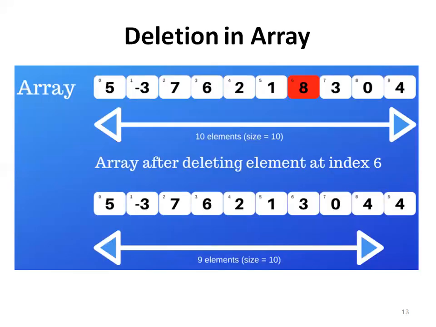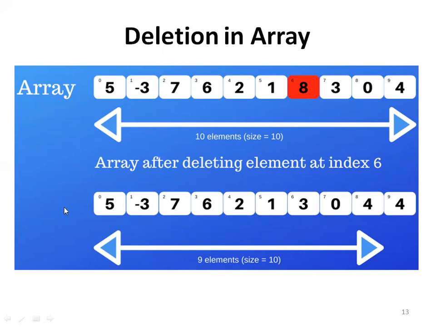So let us see one example here. This is the original array, and we have a total of 10 elements in this array. Suppose we want to delete this item 8, which is present in the 7th position, and its index is 6. After deleting, this position will be vacant, and these three elements 3, 0, and 4 must shift one position to the left. So 3 will come to this position, 0 will come to this position, and 4 will come to this position. After deletion, we get this array.